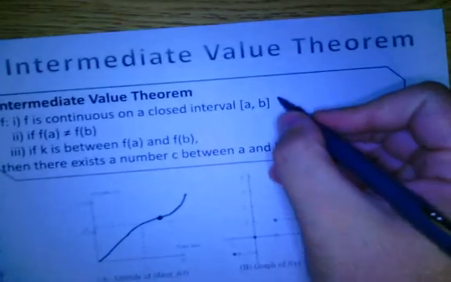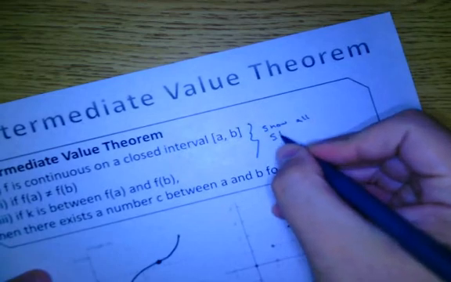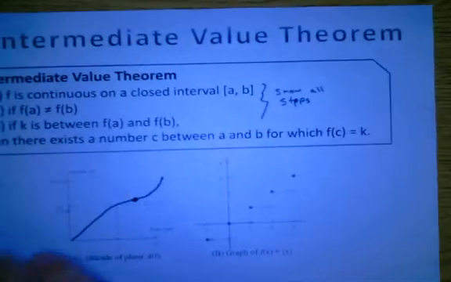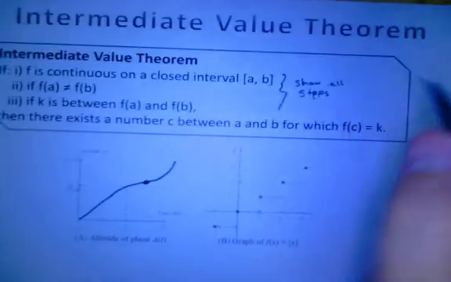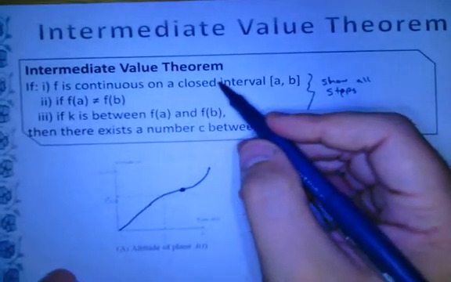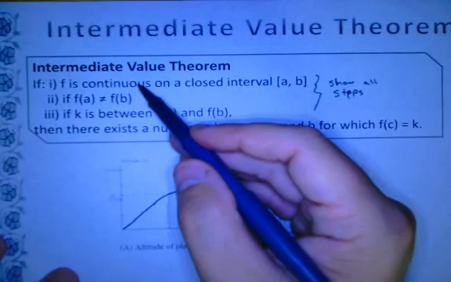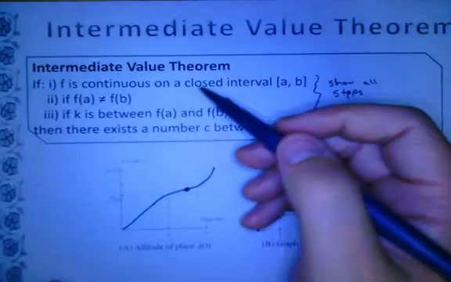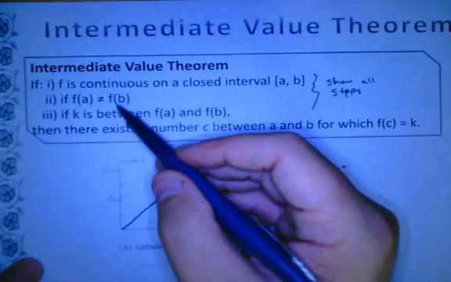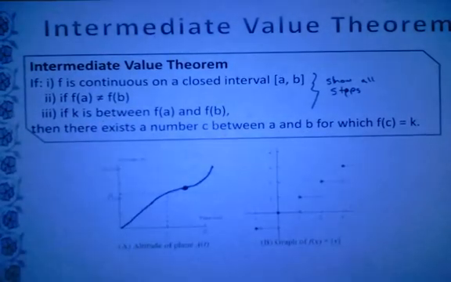This is something where you need to show all 3 steps. If it ever asks for the intermediate value theorem, or if you need to show that it equals a value at some point, you need to show all these steps. F is continuous on a closed interval. What's nice about this is we're not asked to show if it's continuous specifically, so we can just do this real quick in our heads and figure out, okay, the function is continuous. The endpoints cannot be equal, and there must be a value k between f of a and f of b.